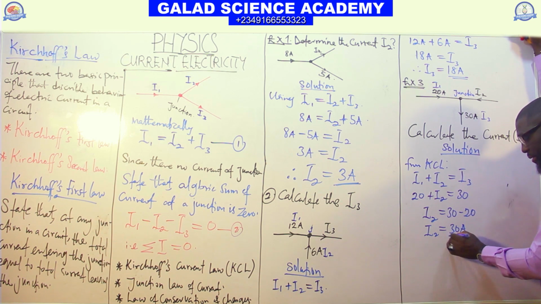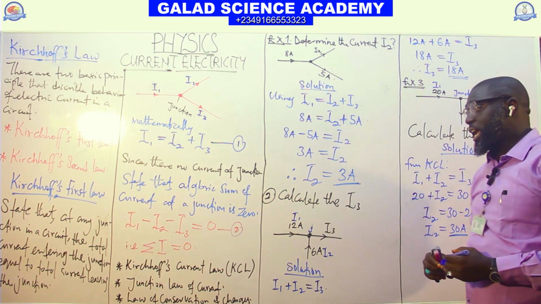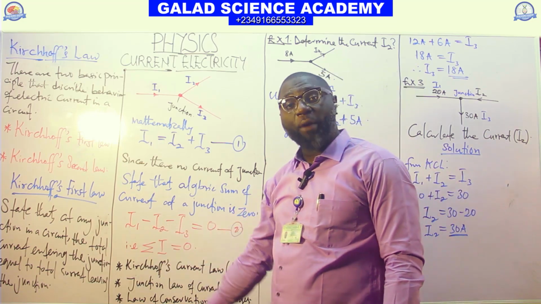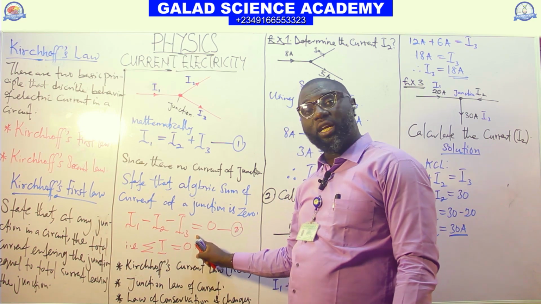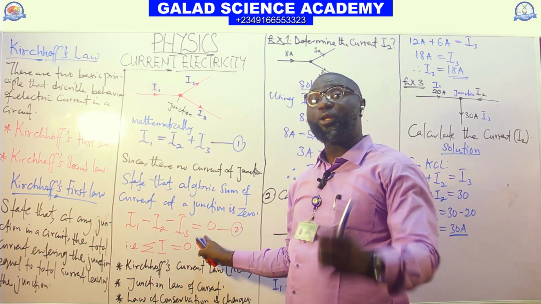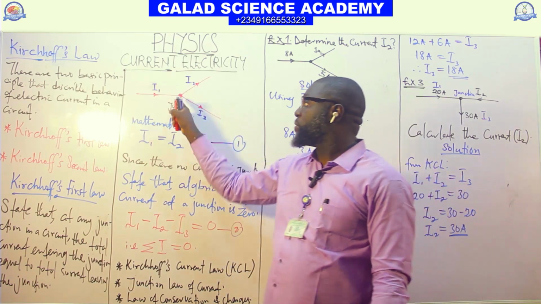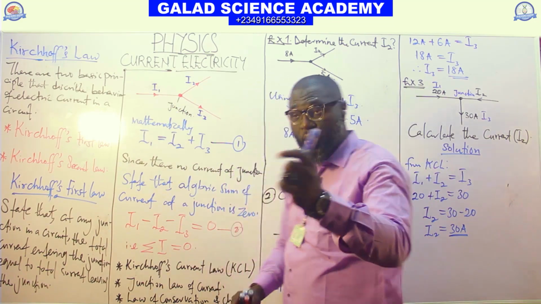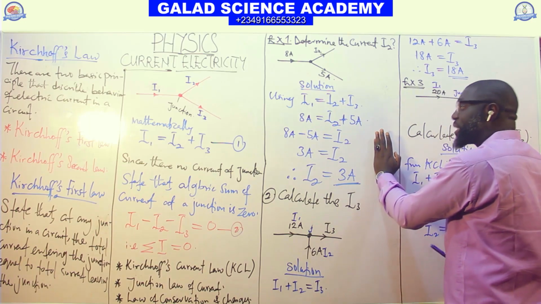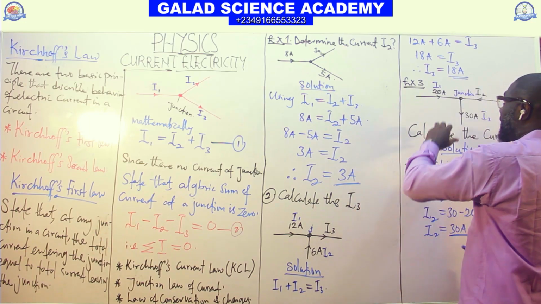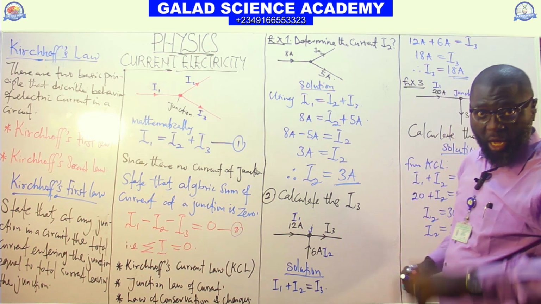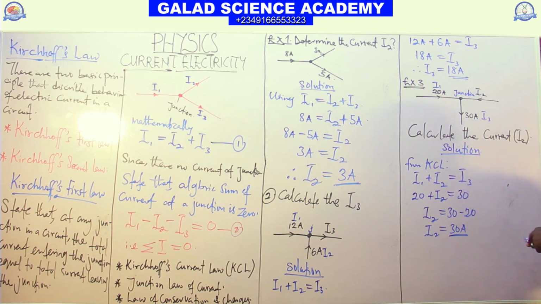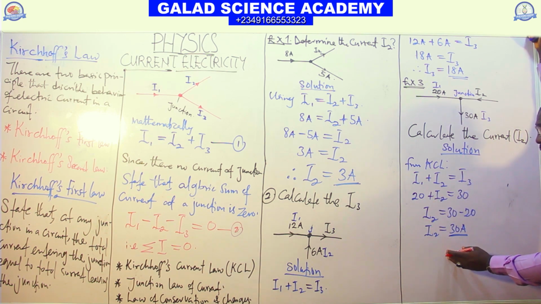Let's check whether we get 0 by adding I1, I2, and I3 together. According to the first law, the algebraic sum of the current at this junction must give us 0. So for question 1, question 2, and question 3, if you add the three together, it must give you 0. Let's check for this one.